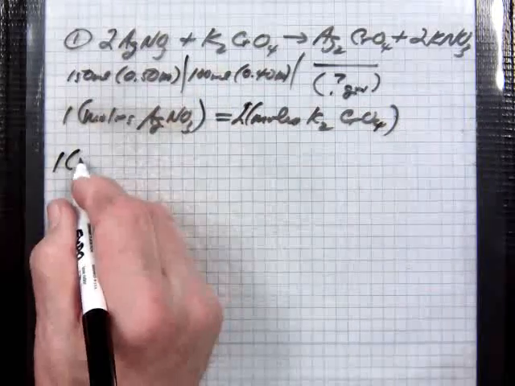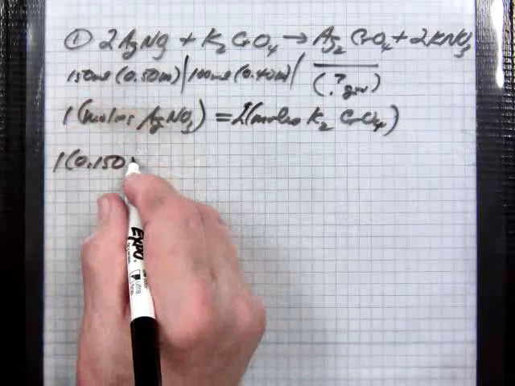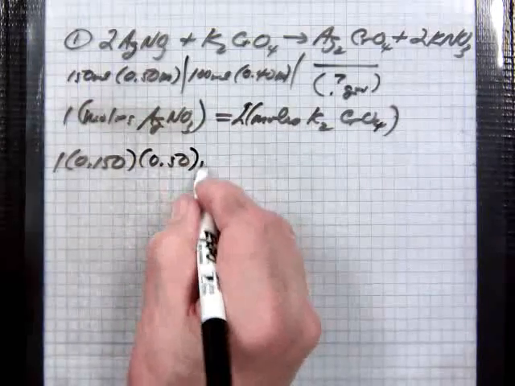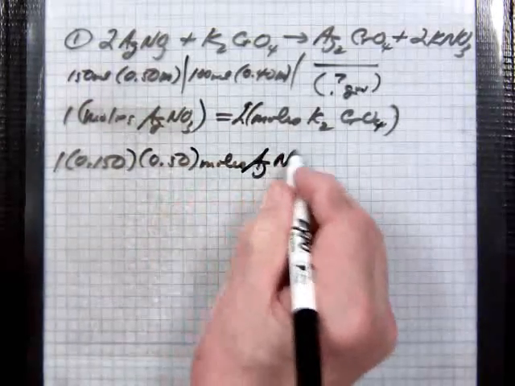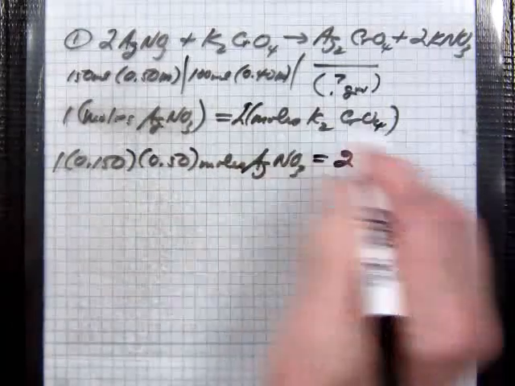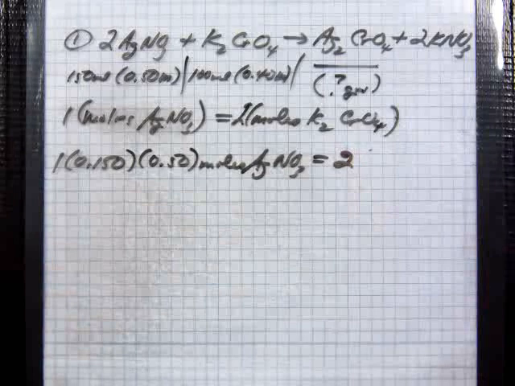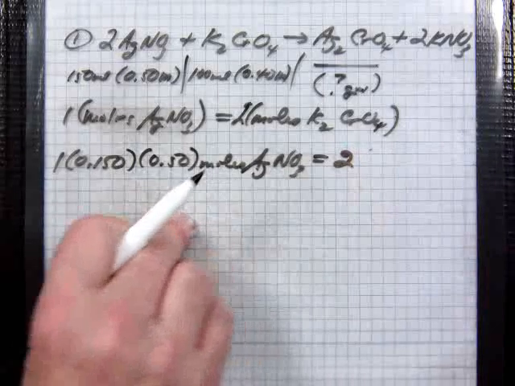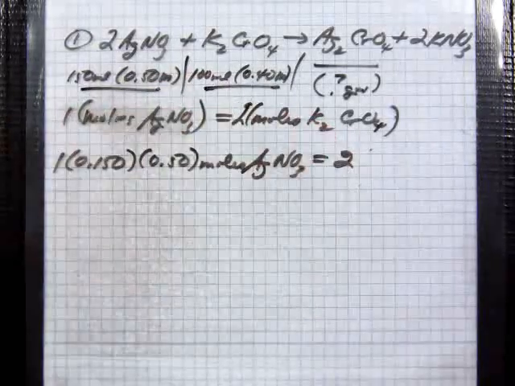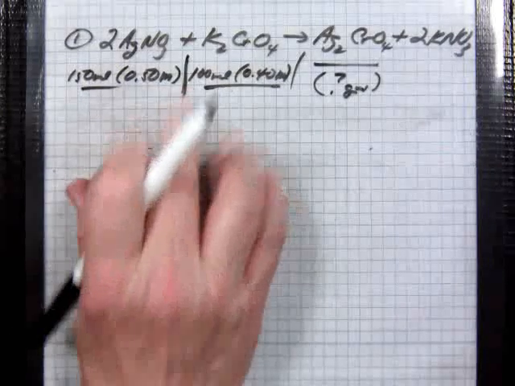Now, we still need moles out of this. So it'd be 1 times 0.150 liters times 0.50 molar. That gives me my moles of the silver nitrate. So I've got molarity times volume in liters, and this is equal to 2 times the moles. We've got to find out the moles first. We don't need to equate them yet. You can't equate them in this case, because you have to determine which one is the limiting reagent. That threw me for a second there. So this is not correct. You need to take that out, and we've got to do moles first.